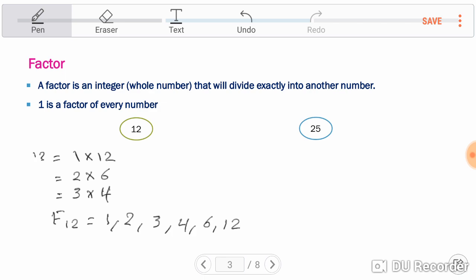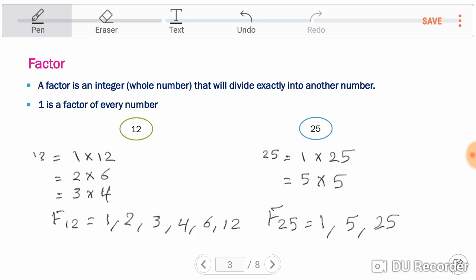Take 25. We write 25 as a product of two positive numbers. 25 is 1 times 25. هنا ال 25 divisible by 5. 5 times 5. يبقى عندي هنا factors of 25 equal 1, 5 and 25.